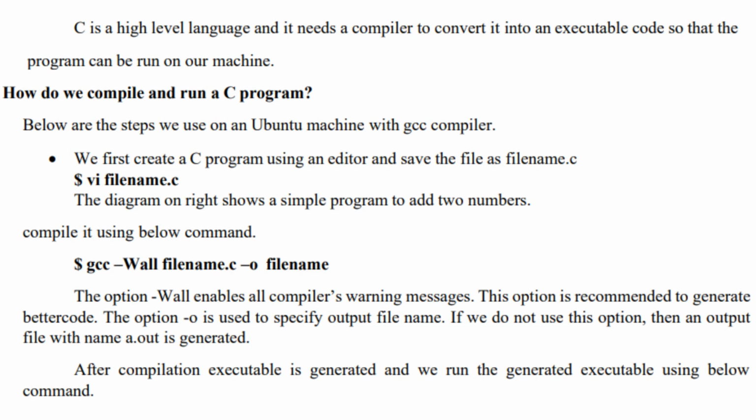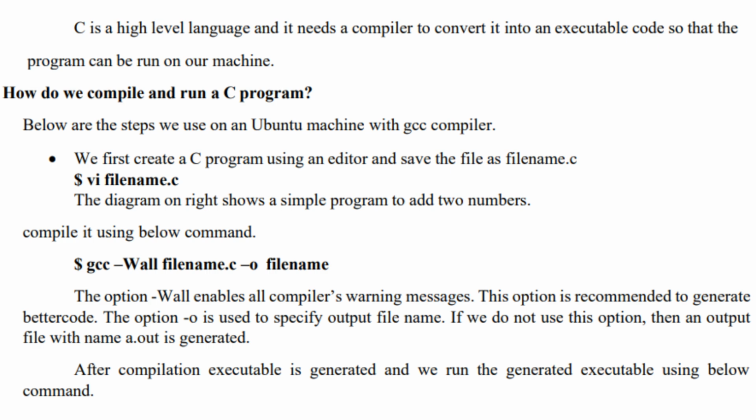Compilation process. C is a high-level language and it needs a compiler to convert it into an executable code so that the program can be run on our machine. How do we compile and run a C program? Below are the steps we use on an Ubuntu machine with the GCC compiler. We first create a C program using an editor and save the file as filename.c. The diagram on the right shows a simple program to add two numbers.